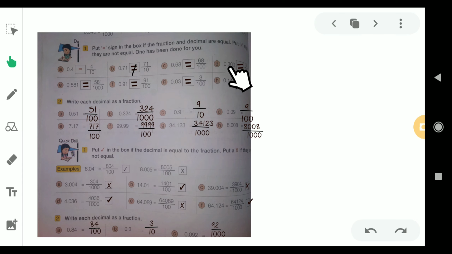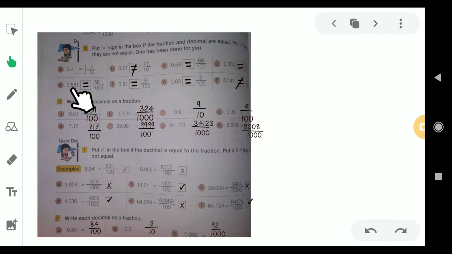Let's move on to 0.300. So 0.300 is nothing but 0.3. Why? Because after the decimal point, if there is a digit followed by a few zeros, we neglect those zeros. When you neglect those zeros, it looks like only 0.3. So 0.3 is nothing but what? It is 3 divided by 10. So 3 divided by 10 is nothing but 0.3. That is why both are equal, and you must use the equal sign here. Let's move on to the next question.